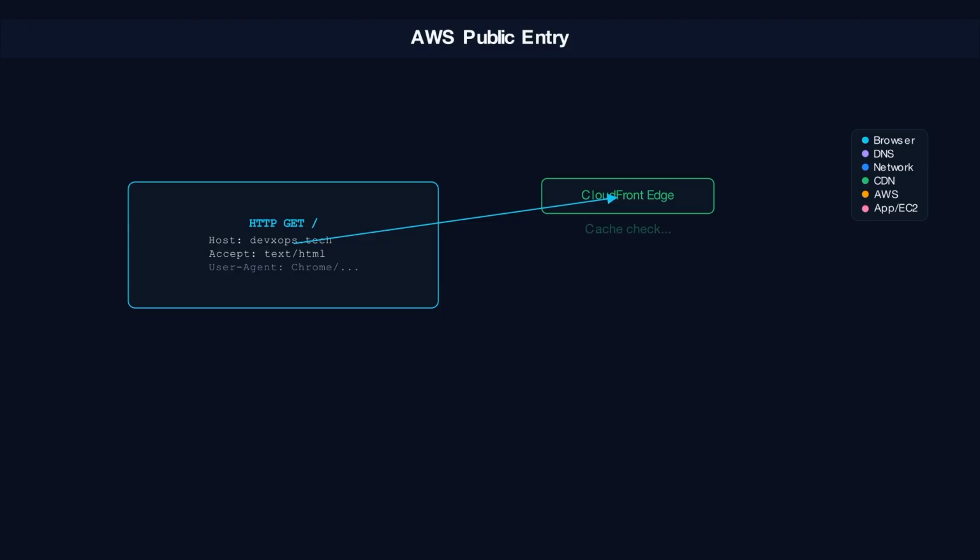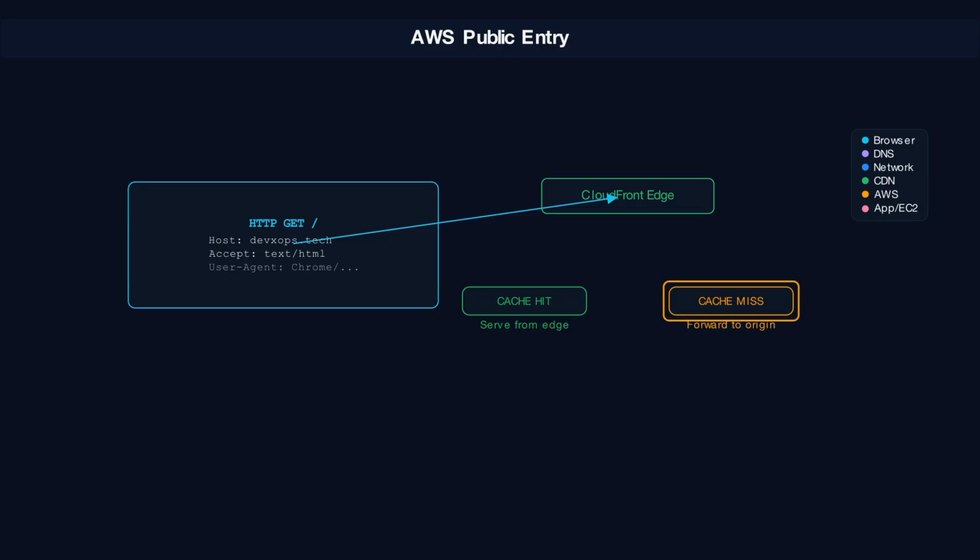The first receiver is the CloudFront edge, the nearby warehouse. CloudFront checks, is this content cached? If yes, cache hit. The warehouse already has the item. Response sent immediately. No origin needed.